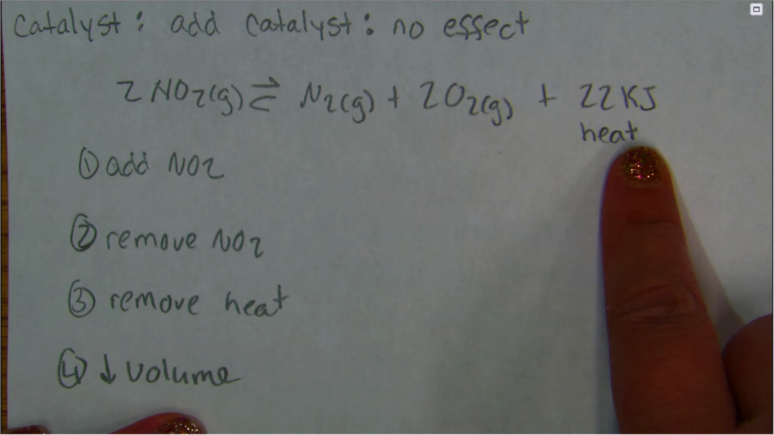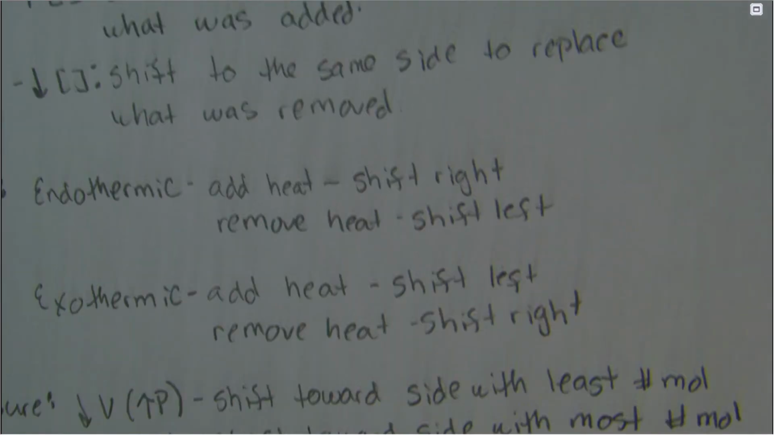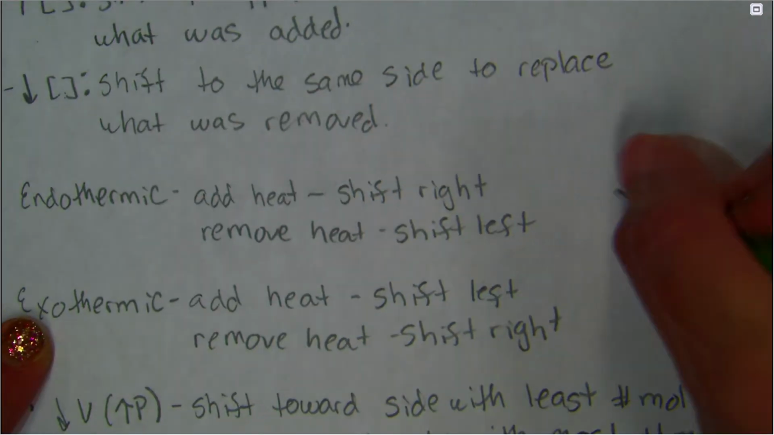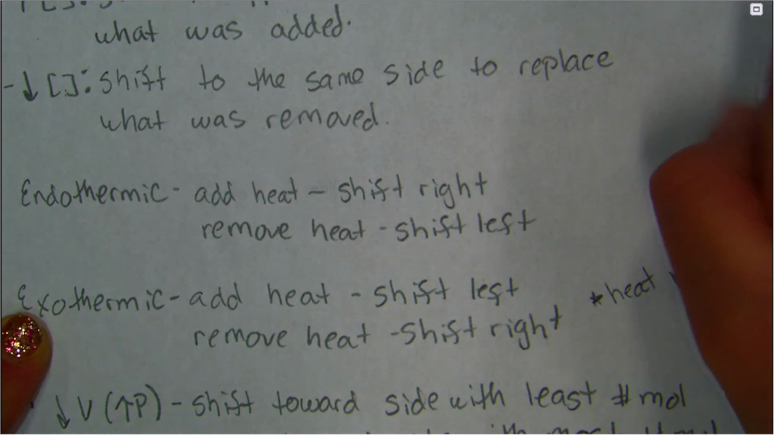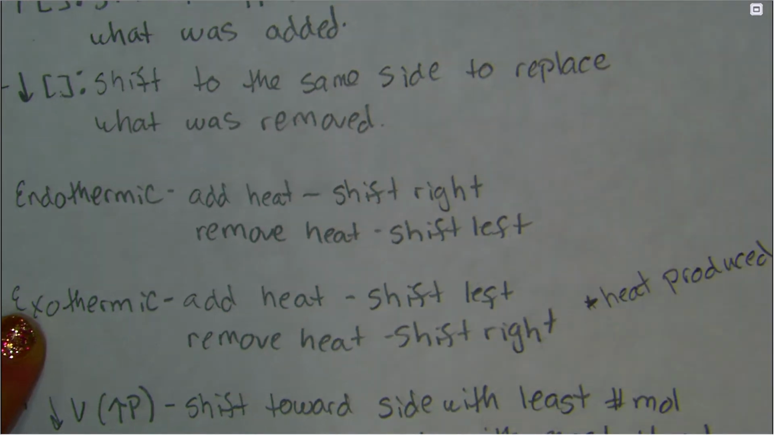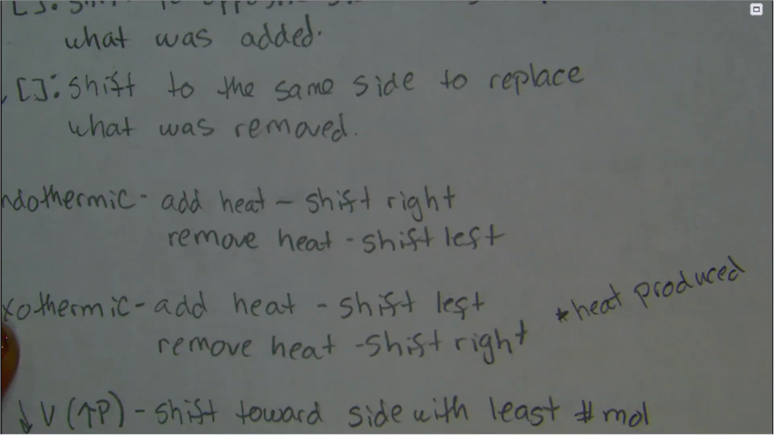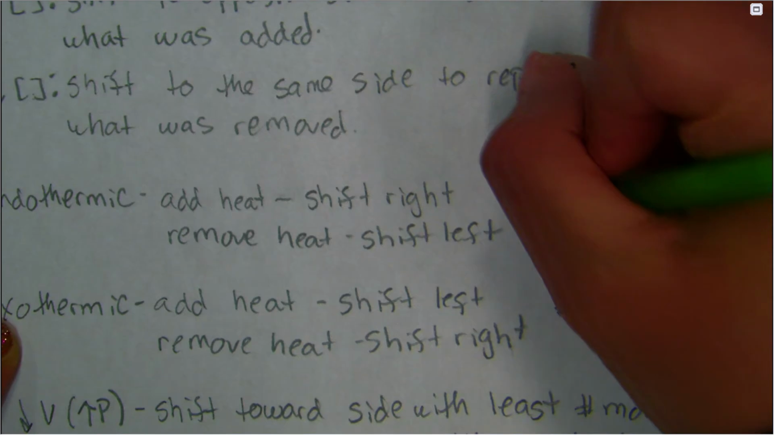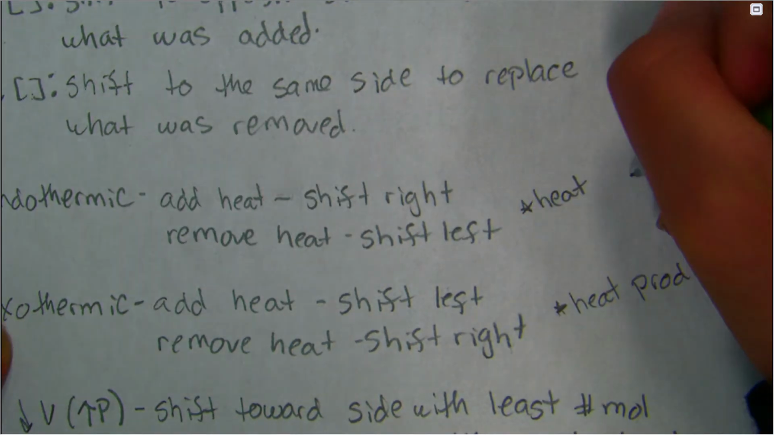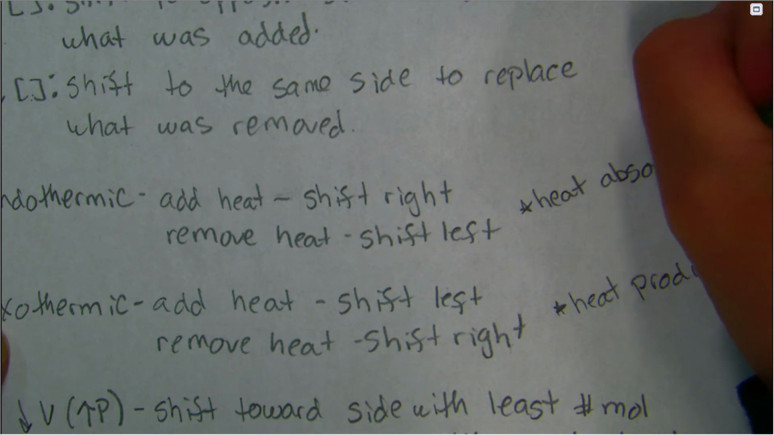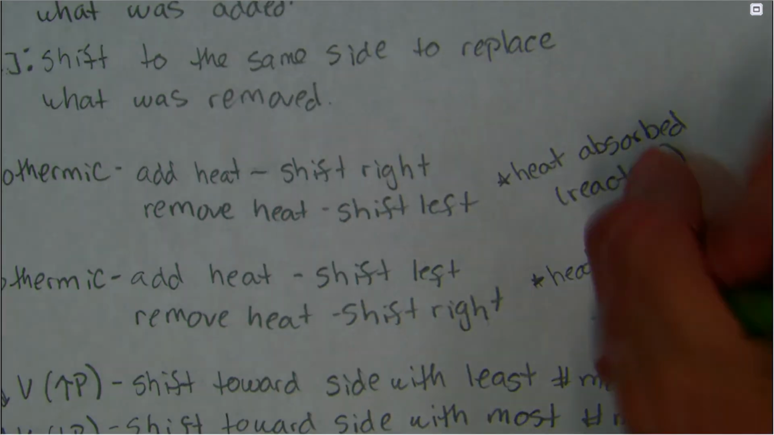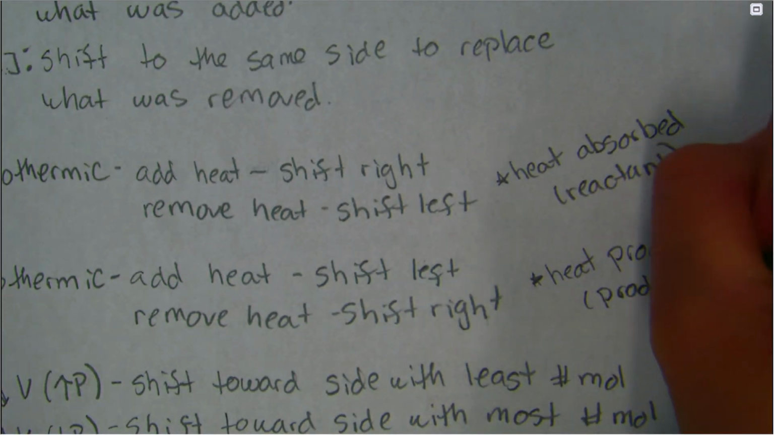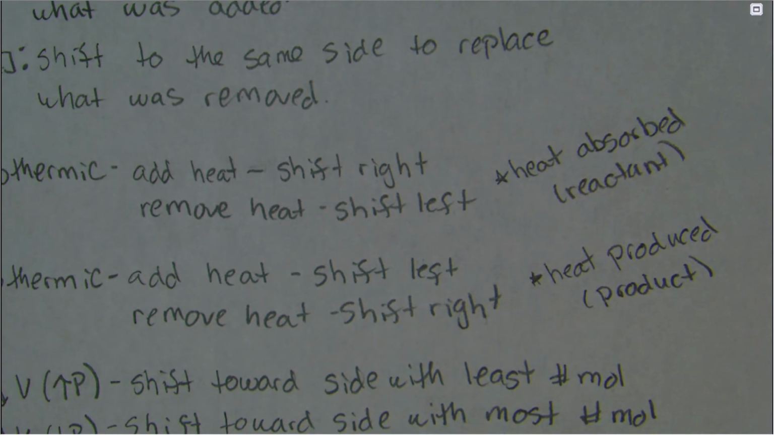Exothermic reactions produce heat, so heat is a product. And an endothermic reaction means it uses heat, it absorbs heat. So heat is going to be a reactant. So let's go back now to our equation and walk through these logically.